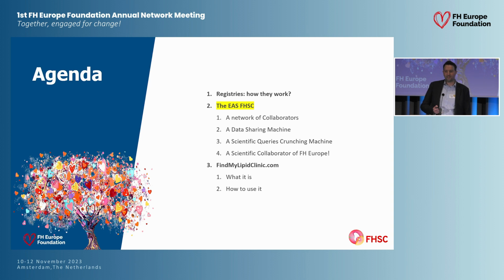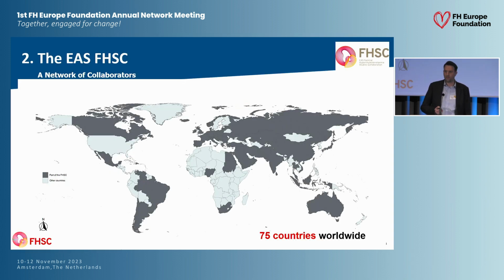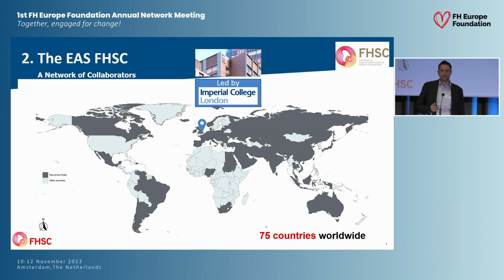And I will now describe the FHSC and what it is. For me, it is 4 things. The first being a network of collaborators, and you can see the extent of the FHSC on the map here. So all the regions of the world are in gray shade here. We have 75 countries at present, and all these countries and the FHSC itself is coordinated at Imperial College London, where I work.